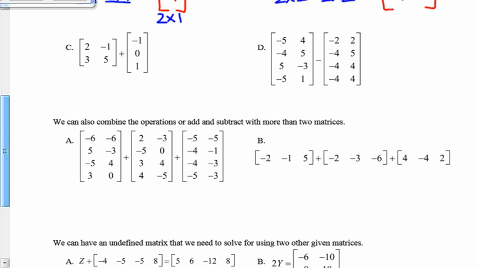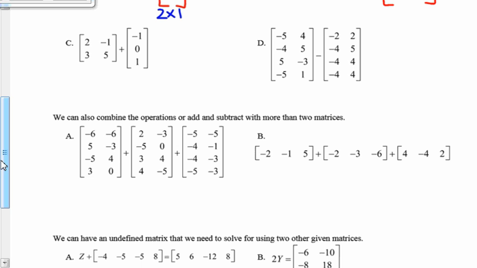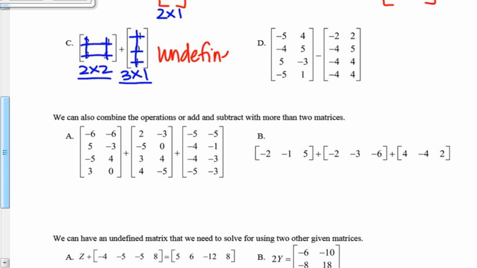Alright, let's move down to C. I have 2 rows and 2 columns, so this is a 2 by 2 matrix. And this one I have 3 rows and 1 column, 3 by 1. Those are not the same dimension. So in this case, my answer is undefined. I can't even do that.